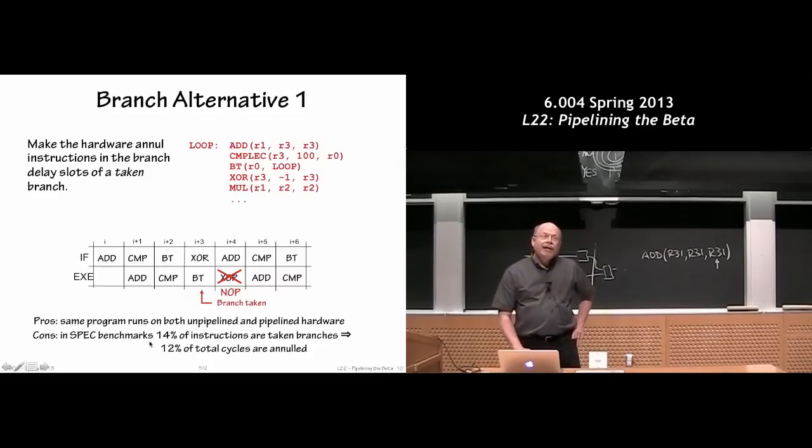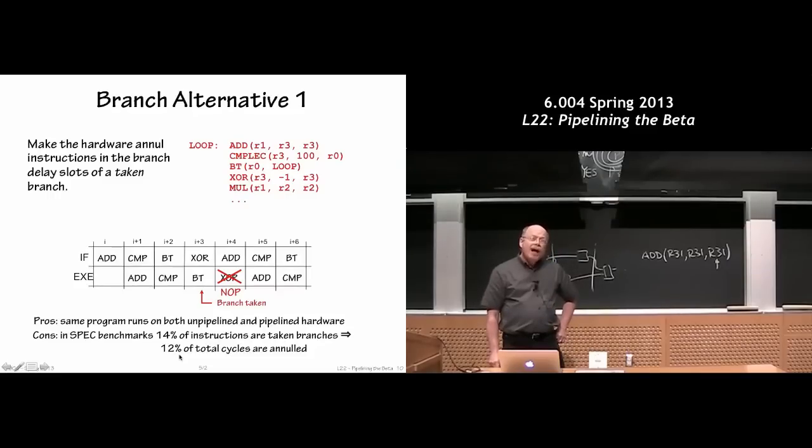The thing to keep in mind is that about 14% of the actual executed instructions, and this is SPECmark, a famous set of benchmarks for measuring processor performance, are taken branches. So accounting for the branch instruction, that means about 12% of the total cycles would be annulled.